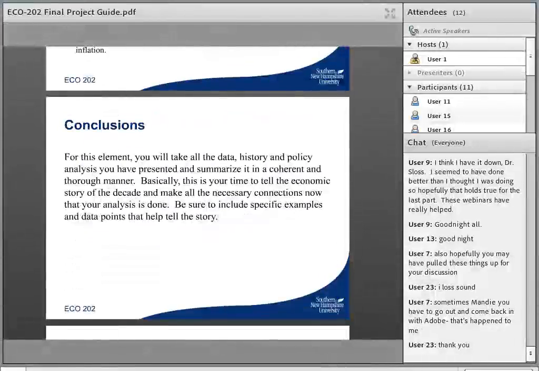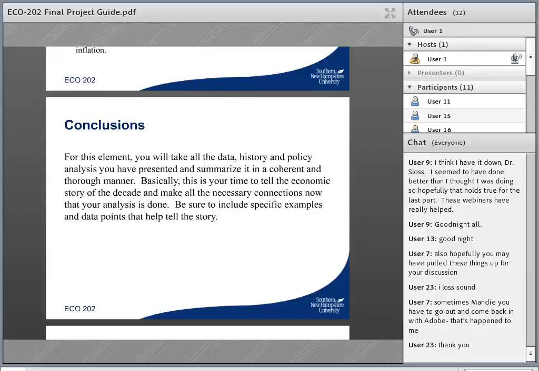So the first one is conclusions. And let me just say that students generally do very well on this. So if you follow the rubric closely, you should have no problem, because really you're just wrapping up what you've already done. So if you've done a pretty good job throughout your presentation, this should be very straightforward for you. So for this element, you're going to take a look at all the data, the history, and the policy analysis that you've already presented and summarize it in a coherent and thorough manner. So this is your time to tell the economic story of the decade. And just be sure to use specific examples here.